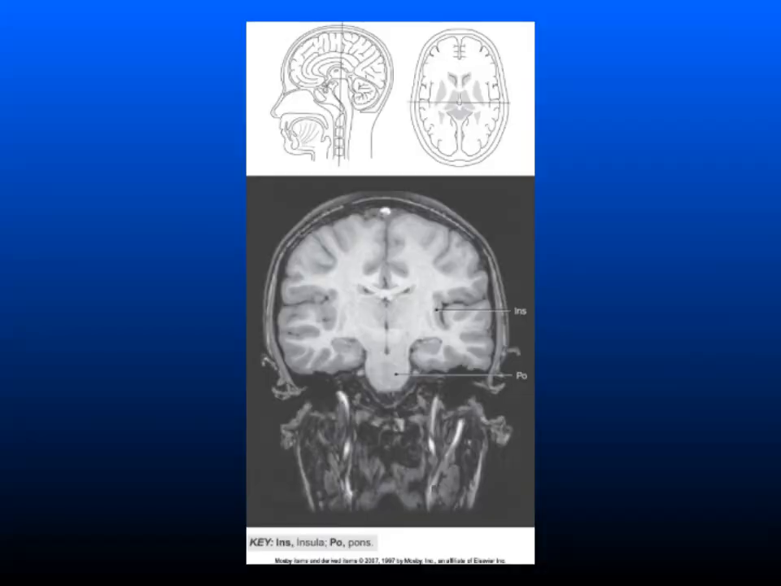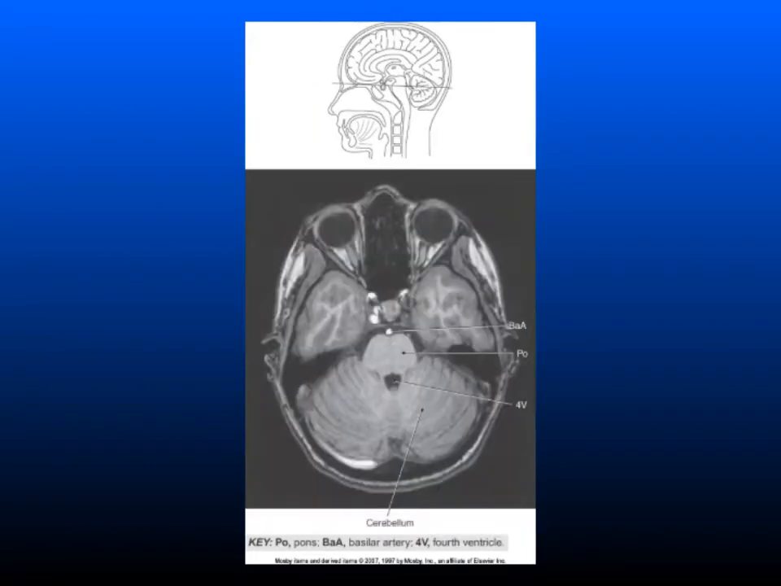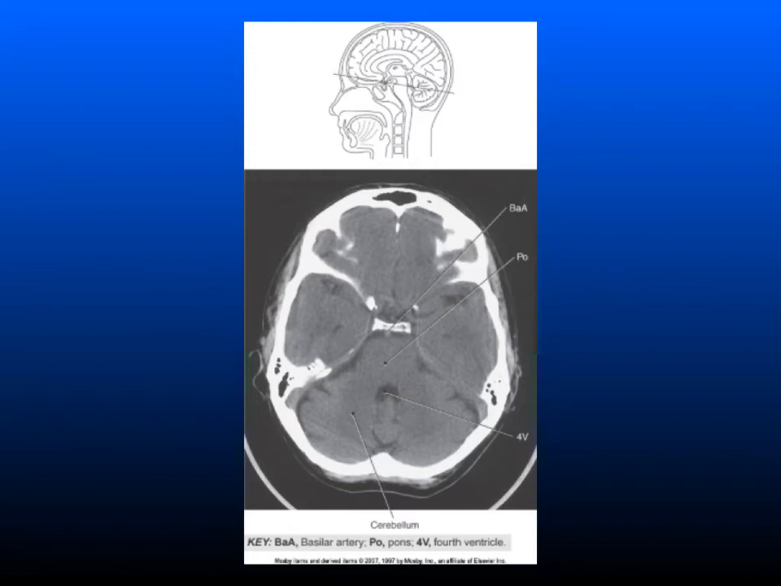The next section that we're going to talk about is the pons. This one again shows the pons in an axial view. Here is the pons again, only in an axial view in CT, so the pons is now this area.